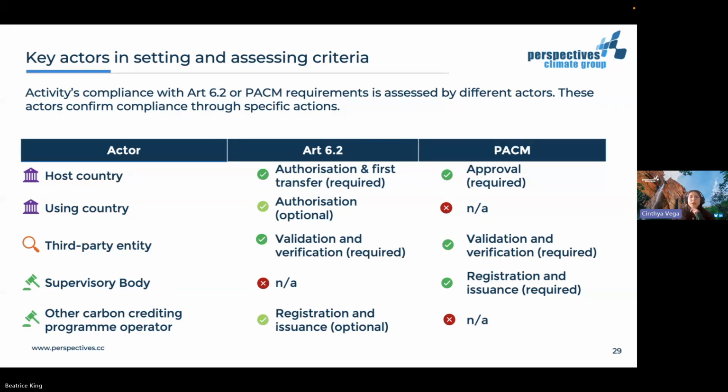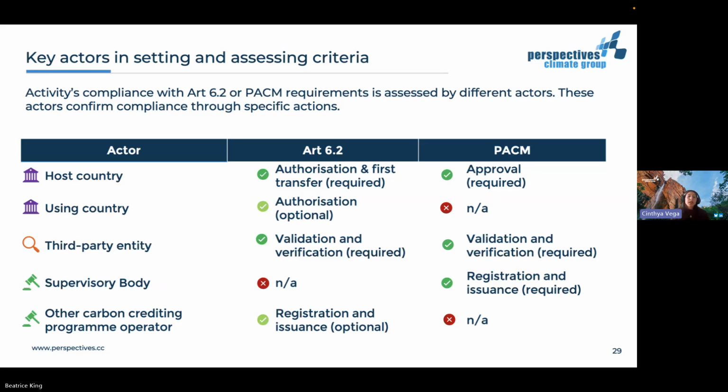Great. So also we have the using country, and the using country under Article 6.2 will undertake the same assessment using its own requirements for authorizing buying the ITMO. And then, of course, this authorization is optional. This is not required under Article 6.2 guidance. And under the PACAM, it's not applicable because we don't have that country or using country role.